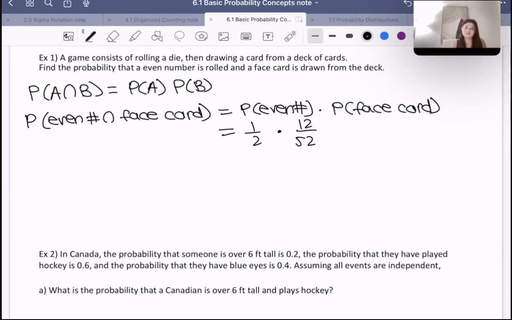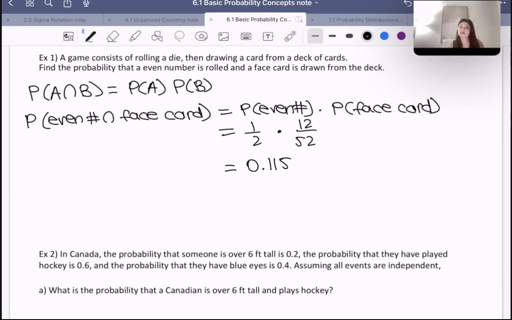So now if we multiply this together on our calculator, we're going to get 0.115. So that's going to be our probability that we roll an even number and we draw a face card. So as you can see, not very likely. This number is closer to 0 than it is to 1. So therefore, it's not that likely that this is going to occur.